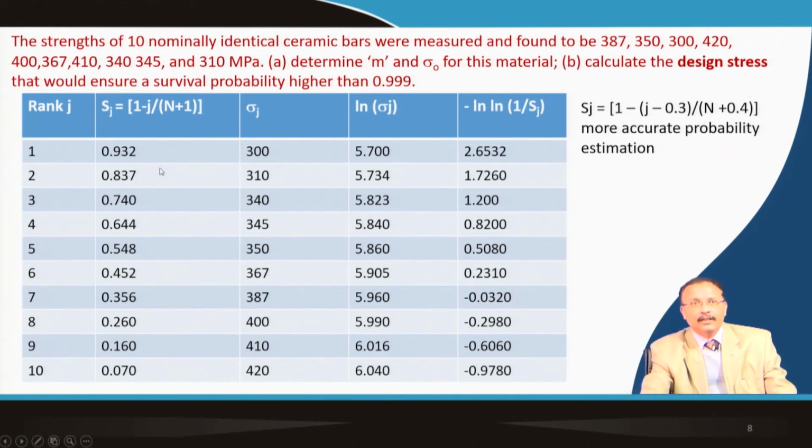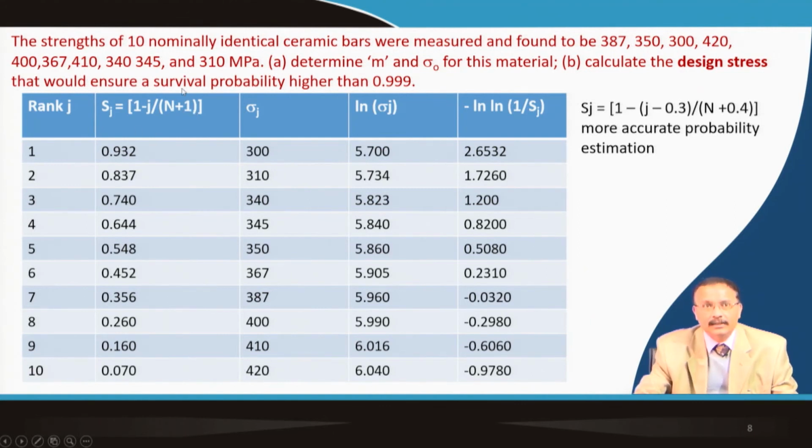So, first I will have to rank this stress: the low value of the stress will come first, and the higher value of the stress will come last. And here I have taken 10 samples. So, I have organized these stress values, 300, 310 up to 420. Then I can calculate the probability by this simple relation, where the number of observations here is 10. So, the first case will be 1 minus 1 divided by 10 plus 1. So, that will give me this value.